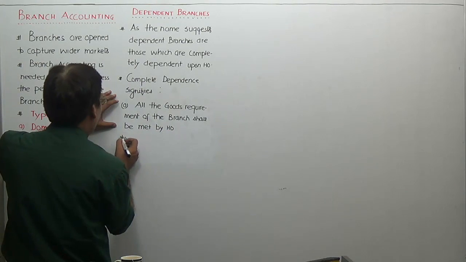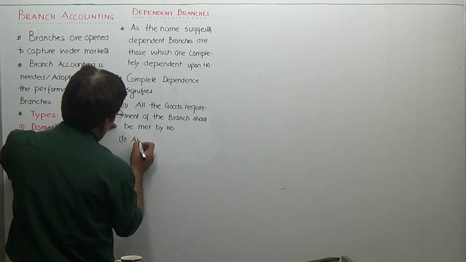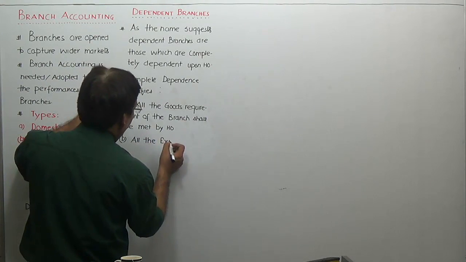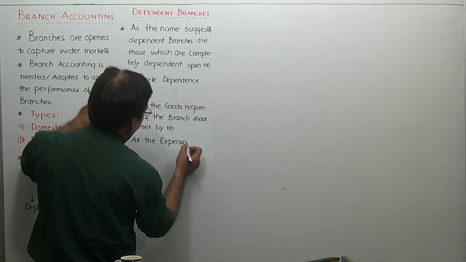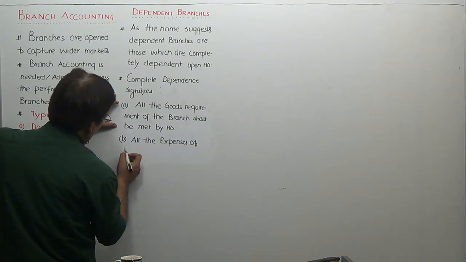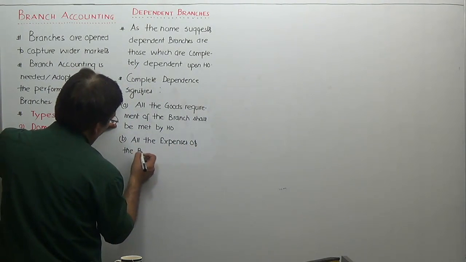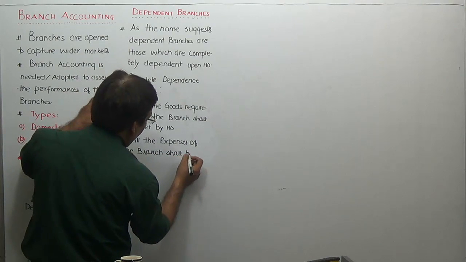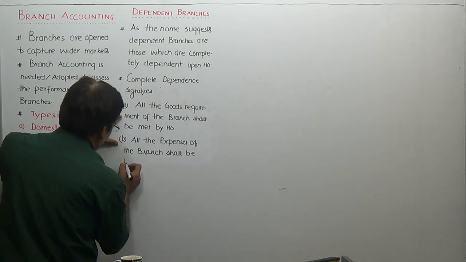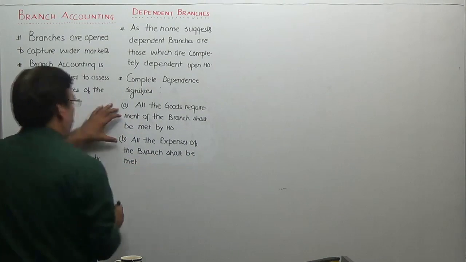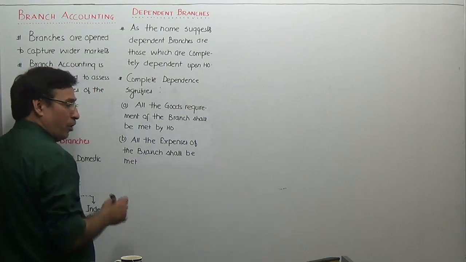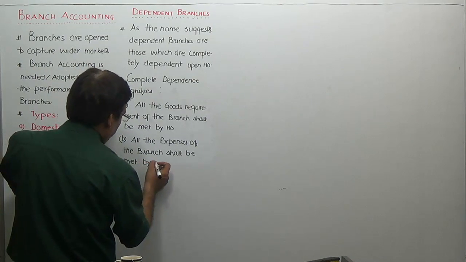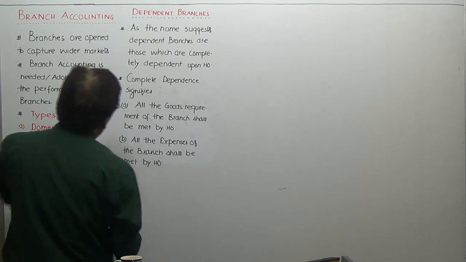Similarly, the next one is, B, all the expenses of the branch shall be met by head office. It means whatever expenses the branch will have to incur shall be met by head office. That means head office will send the required cash. C.